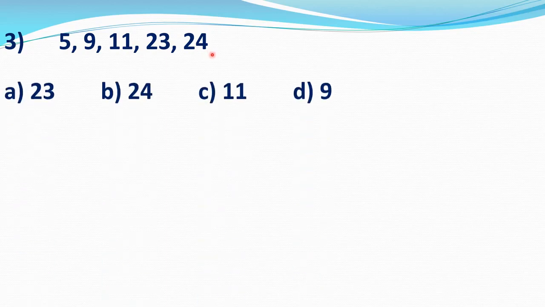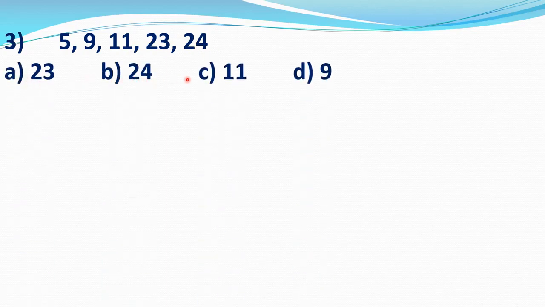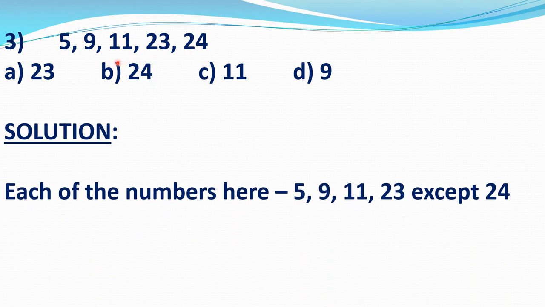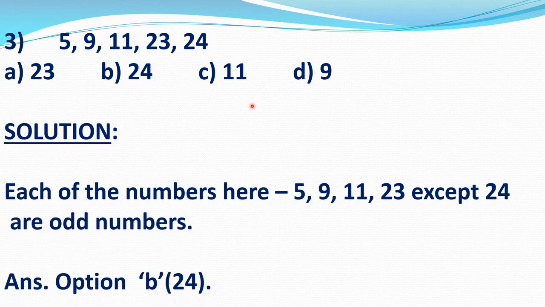Now in question number 3, it is given 5, 9, 11, 23 and 24. And our options are A 23, B 24, C 11 and D 9. So here beta, which is the odd one? So here we have to think, because this is not a table of any number. So what is the relationship between them? That is, all are odd numbers except 24. 24 को छोड़कर बेटा सभी हमारे odd numbers हैं. 5, 9, 11 and 23. So here 24 is the odd one. So option B is correct.